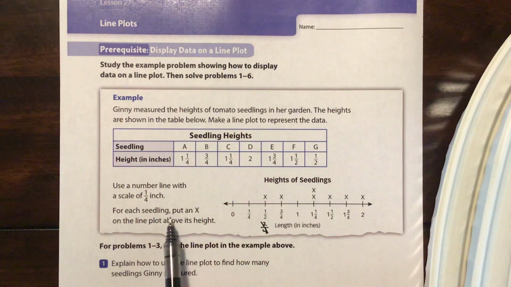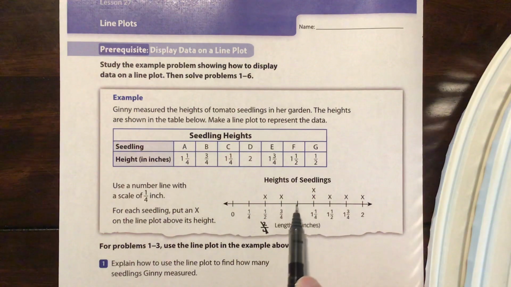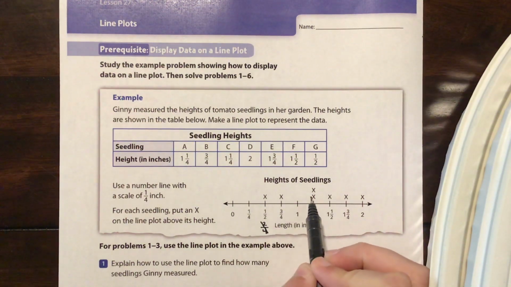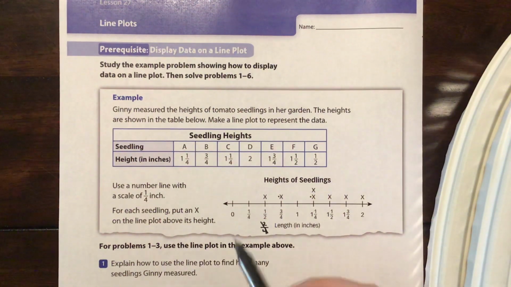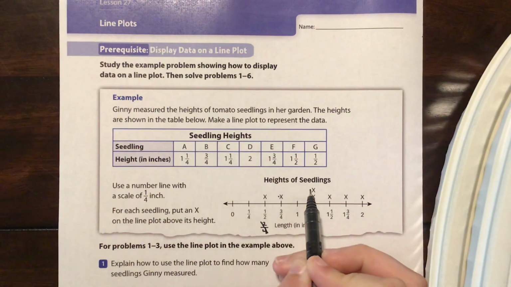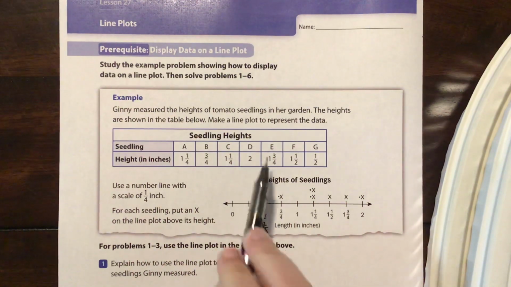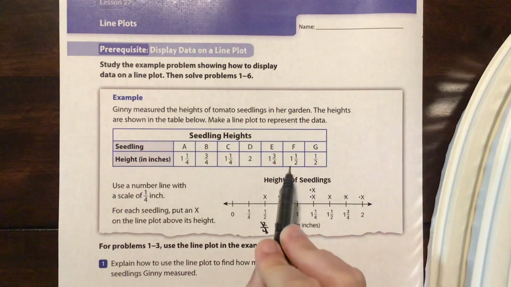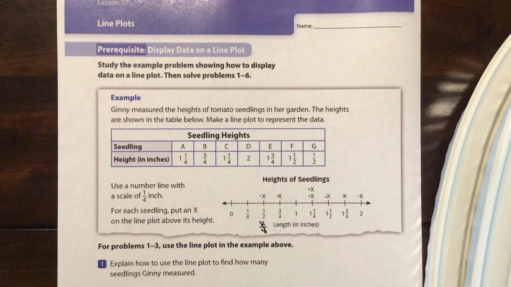It says for each seedling, put an X on the line plot above its height. So A was 1 1/4, and there's an X mark here for A. B was 3/4. Here's an X for B. C was 1 1/4. There's an X for C. D was 2. E was 1 3/4. F 1 1/2. G 1/2. So there's just an X above the measurement or the height for each of the seedlings.